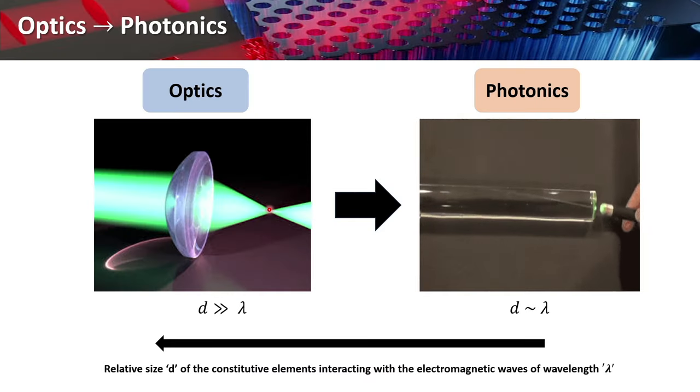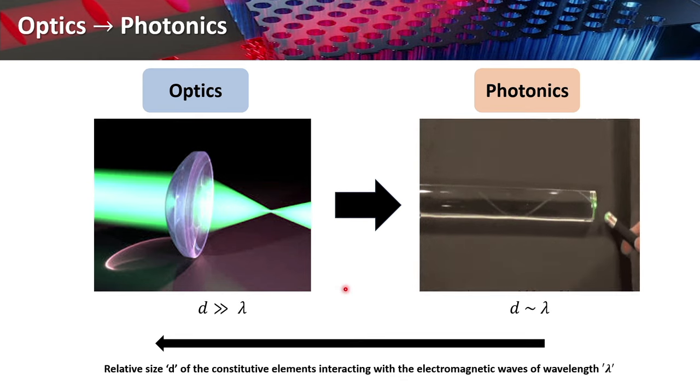So when I am talking about photonics, this term might be new to many of you. In your school days, you might be aware of optics, and now we are talking about photonics. So there is a very fine difference between optics and photonics. Here you can see that when the size of the elements which are interacting with the light becomes comparable to the wavelength of light, that domain is called photonics. And where the size of the elements is much, much larger than the wavelength of the light, that domain is optics. So in this particular course, we'll be mainly dealing with the domain where the elements interacting with light have dimensions comparable to the wavelength of light.